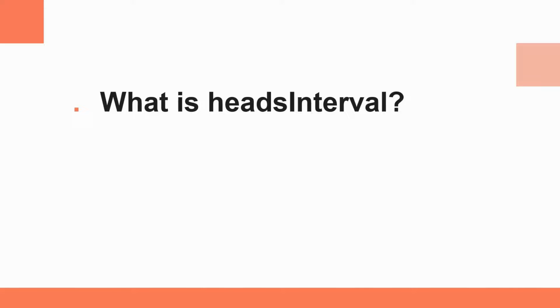So if you have the password policy for 90 days, what CPM will do is change the password on the 85th day, 5 days before the expiration of that password. So that's the heads interval meaning. You can also alter it, changing it to 1 day, 2 days, or 3 days.